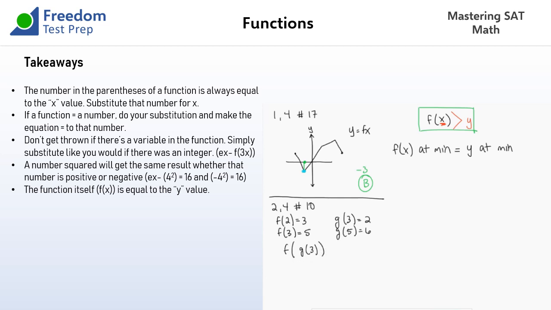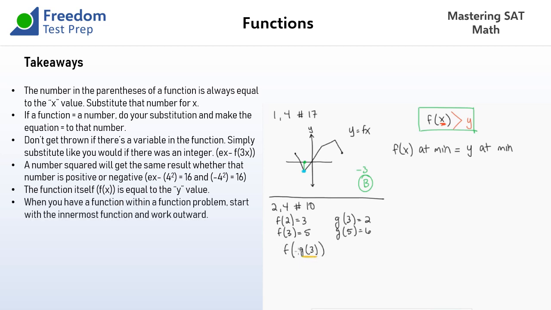Now, when you've got a function within a function, you start with the innermost function. All right, so that innermost function is asking, what is g of 3? Well, they just tell us, right? That's right here. G of 3 is 2, so we just replace this g of 3 with 2. Now what we have is f of 2. And hey, they tell us f of 2 is 3. That's it. F of 2 is 3, and that's our answer. Again, B is our answer.